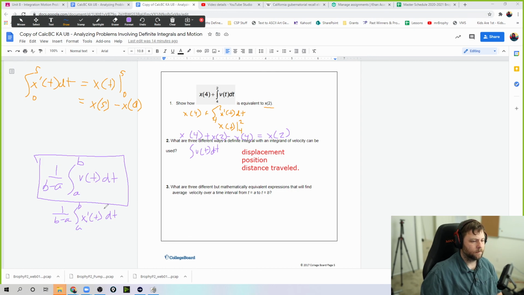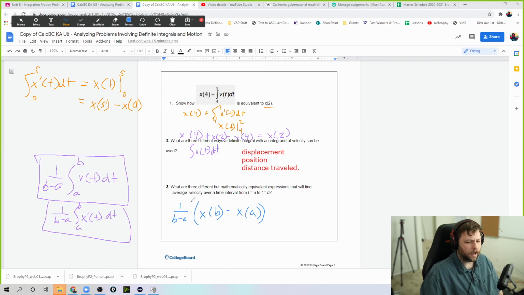And I could rewrite this as 1 over b minus a times x of b minus x of a. That's just by integrating this right here. Those would be some ways to write that differently. I'm just showing the math and how that works. I think that's what they're going for here. There are different ways you could have written that, and I'm sure there's more ways too. So those are some ways I would think that you can write this.